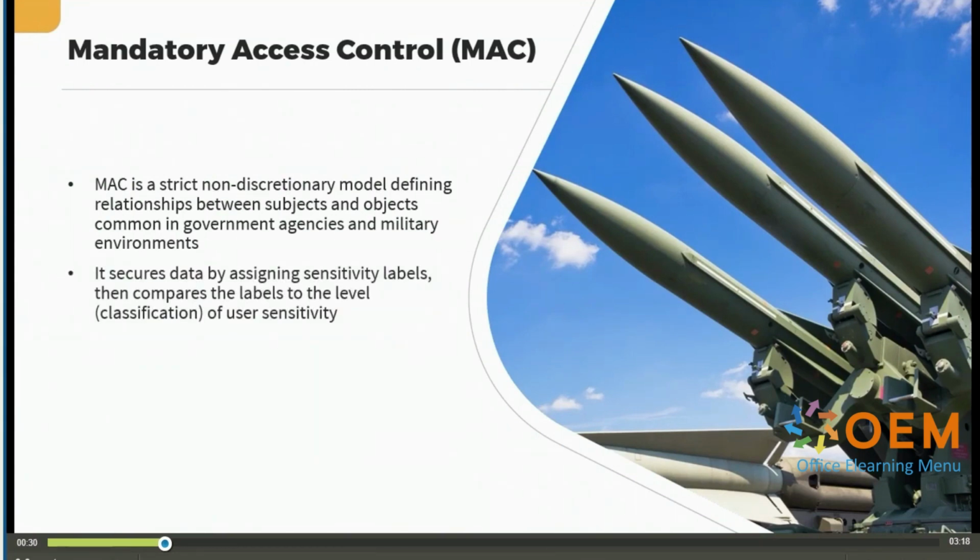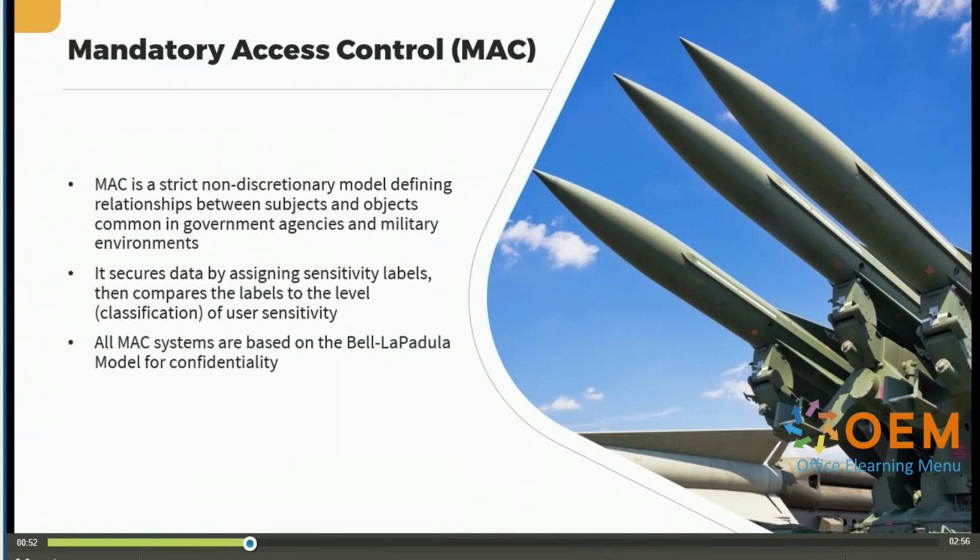MAC secures data by assigning sensitivity labels, then comparing the labels to the level, the classification level, for example, of user sensitivity. All MAC systems are based on a model from two people, one named Bell, the other named LaPadula, to deliver confidentiality in the most secure way. Bell-LaPadula was the first strict mathematical model, and it uses state machines, in other words, knowing every state between subject and resource object, as well as the transitions and all of the information flows between the subjects and the resource objects.